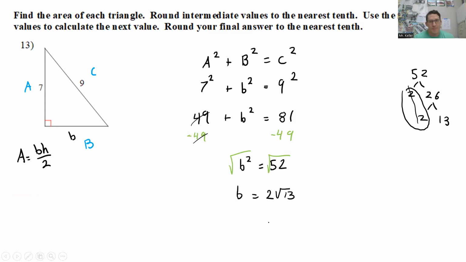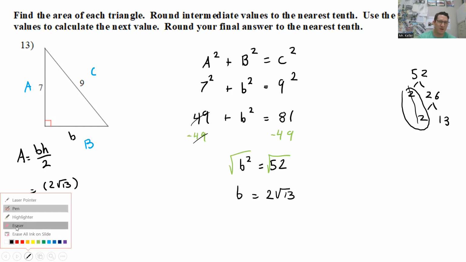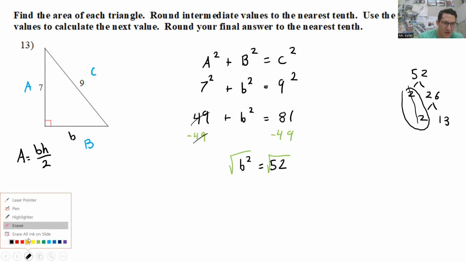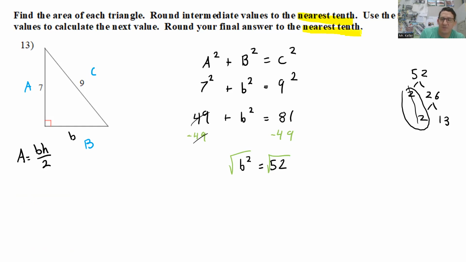Okay. So now I can plug this into the area. The base is what I found here. Base is 2 root 13. Oh, you know what? I need to read directions. We're not doing simplified radical form. My bad. That's good practice though for us. When we're finding the area, I should have read these directions. We are rounding the intermediate values to the nearest tenth, and then rounding the final answer. We're going to the tenth.